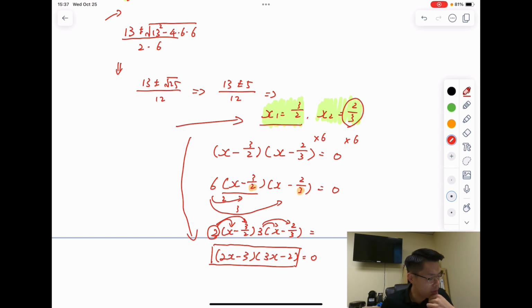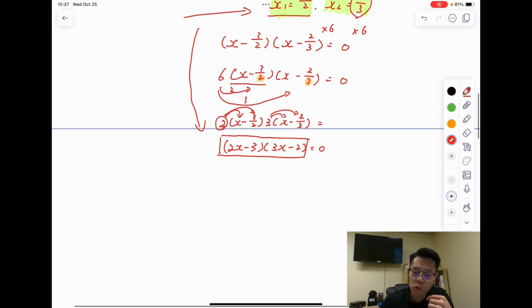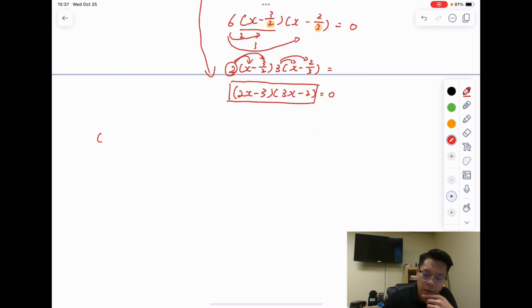Okay, so we'll jump to another question here. Let's do a couple more exercises. Let's do 3x squared, number 3. We have 3x squared plus 7x minus 48. So first of all, again, we're going to use the quadratic formula to get the answer.